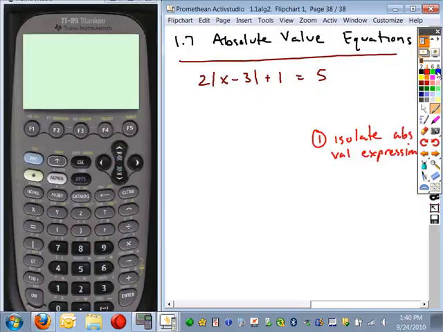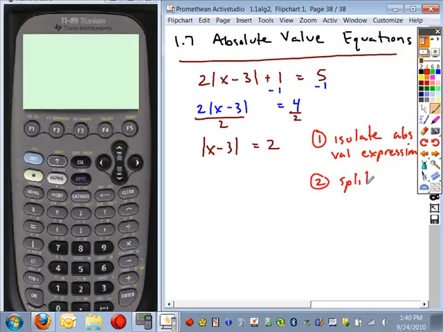In this particular case, I added some extra steps that we didn't go through yesterday, but if you're doing this by hand, you undo operations in reverse order of operations. So we add or subtract first. So we move the constants to the far right. We can now undo the multiplication and division. So we divide by 2. We're able to isolate our absolute value expression. So there's step 1.